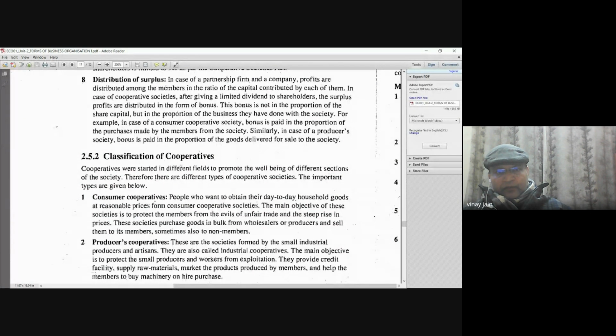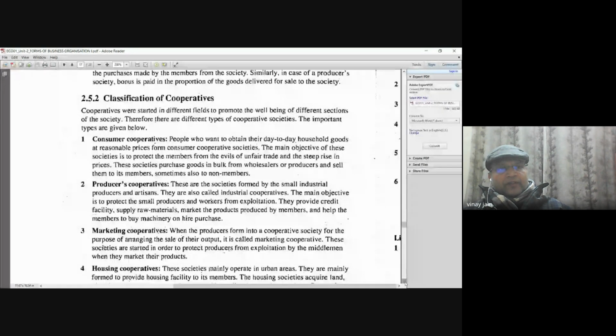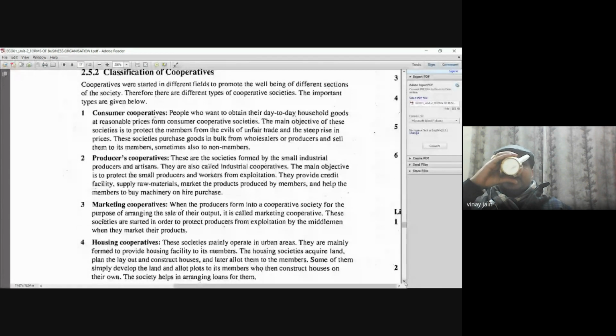as we have understood, we have different types of cooperative societies, like producer society or different types of society. So here we have the classification of cooperative societies. So let us begin with these types of classification of cooperative societies. Guys, cooperatives were started in different fields to promote the well-being of different sections of the society. Therefore, there are different types of cooperative societies. The important types are given below.